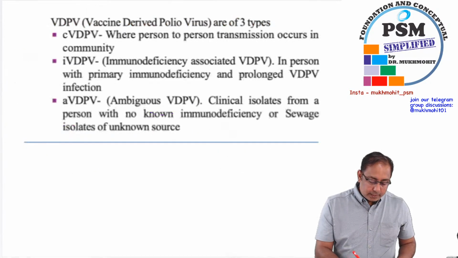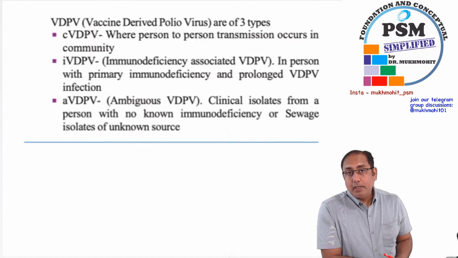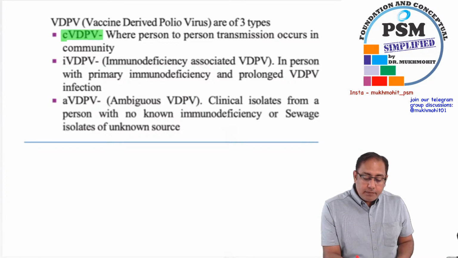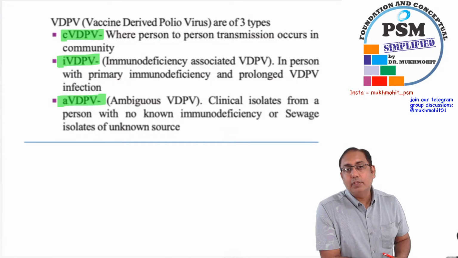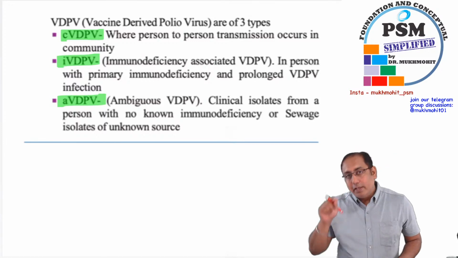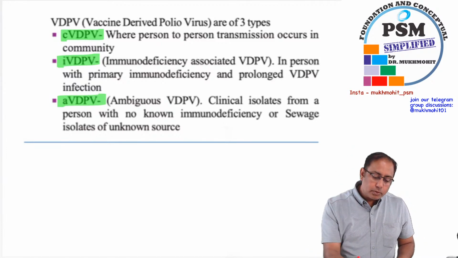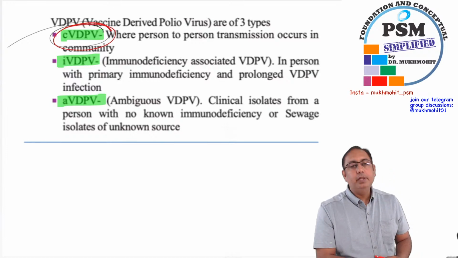Please also note that the vaccine-derived polioviruses can be of multiple types. We can have CVDPV, IVDPV or AVDPV. A stands for the ambiguous VDPV. I stands for the immune deficiency related or associated VDPV, and C is the most dangerous type. C is for the circulating VDPV.